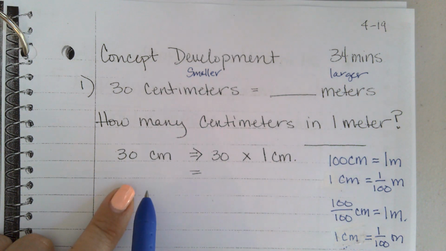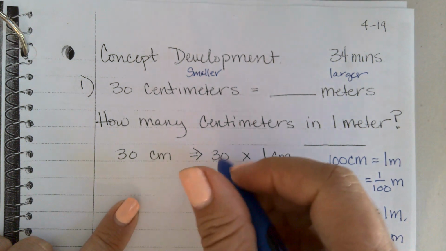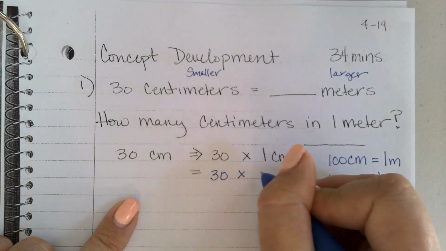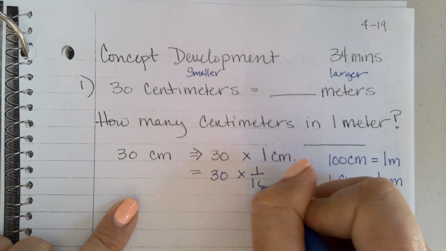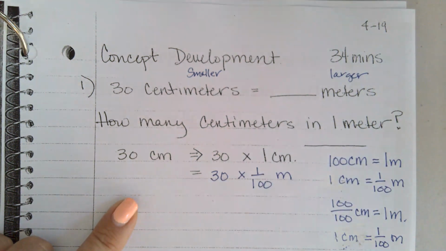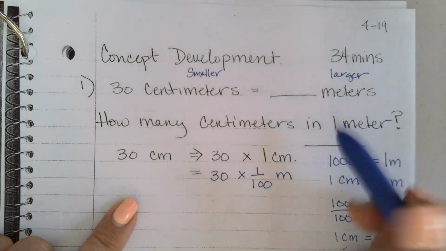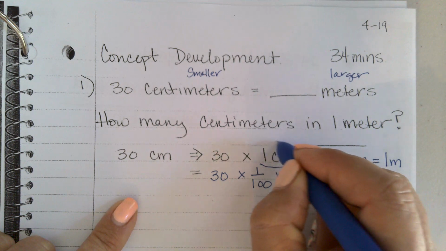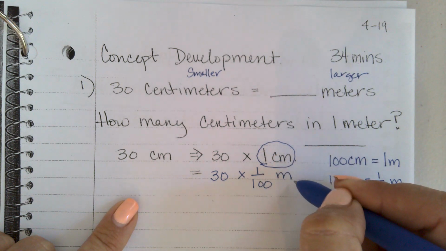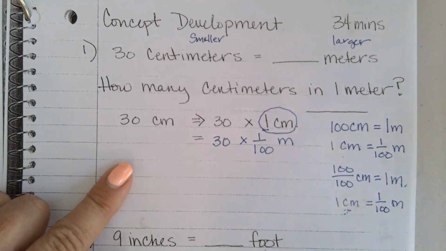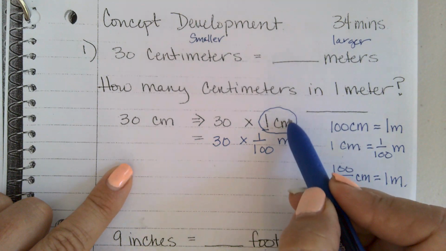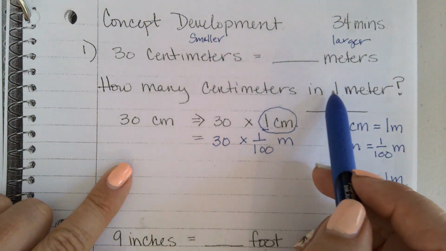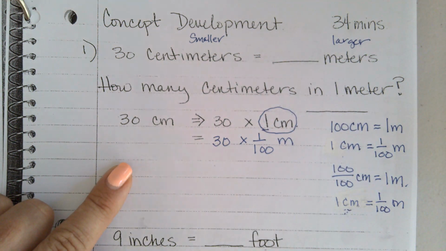So now let's change this to 30 times 1/100th of a meter. So remember how we're trying to change this right here into meters. So now we have to use what we know about meters, and we need to convert it right here. That's how we're going to get that renaming of our centimeters to meters.